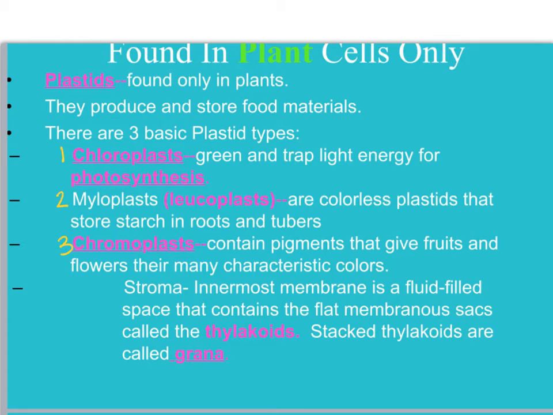Now, the most common type that we think about in plants, because plants are known for their green color, is chloroplast. So chloroplast, chloro literally means green, if you recall from your prefixes. Okay, so chloroplasts are going to be green, and they are responsible for green parts of the plant. So the main function of chloroplast is photosynthesis, and this is how plants make their own food. So they trap the light energy for photosynthesis to happen.